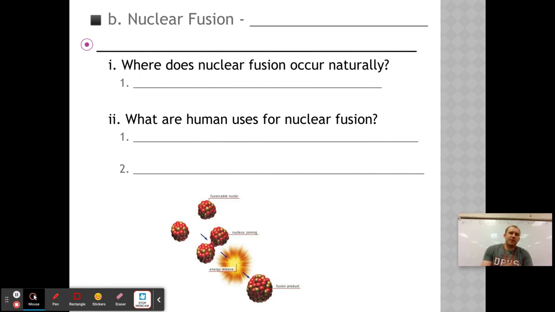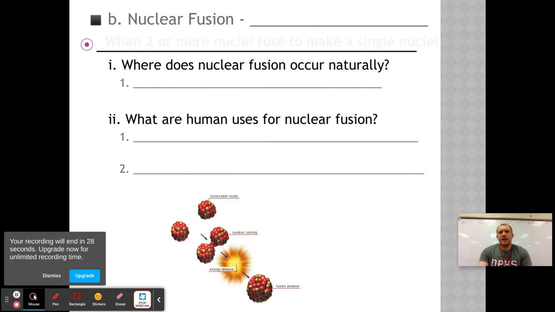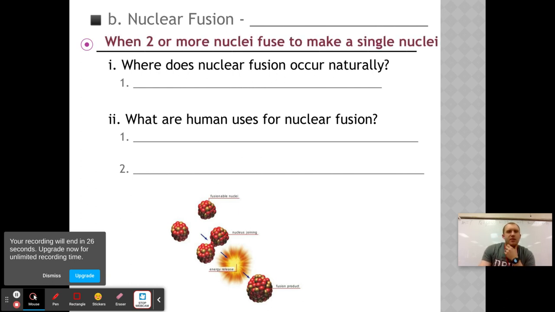Let's break down our 2 types of nuclear reactions, though. As I watch the time off to the side, I think we're still good. We'll get through this slide yet, and then we'll move on to video 2.